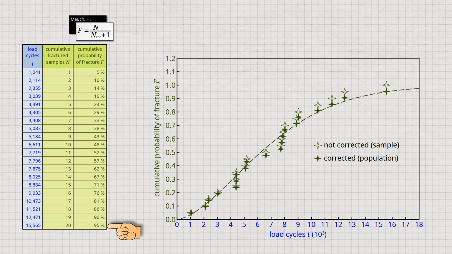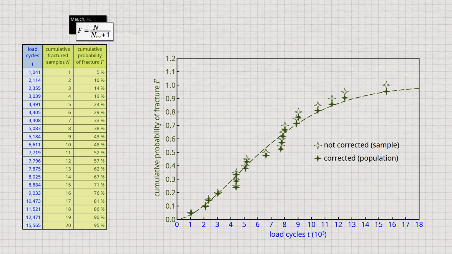This allows samples to survive more than 15,565 load cycles with a probability of 5%. This is more realistic than the assumption that all samples fail at this number of load cycles at the latest. Note that the aim of the fatigue test and basically of every statistical evaluation is not to describe the statistical sample as accurately as possible, but always to describe the population. By correcting the statistical sample, we get much closer to the population.